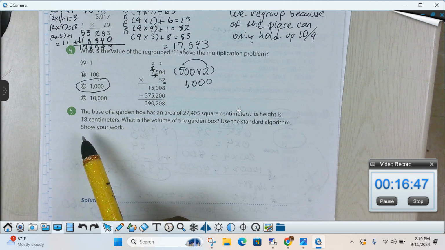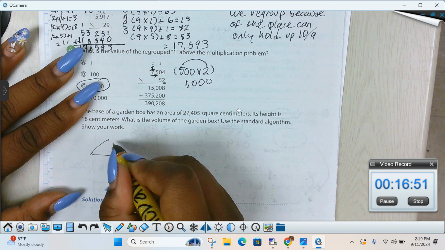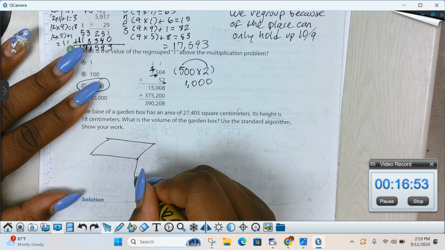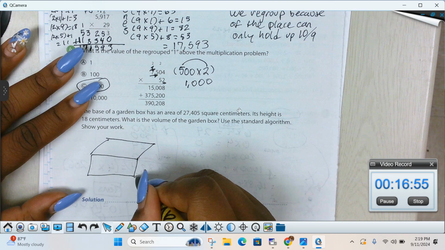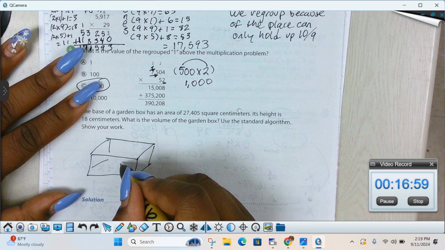All right. Let's now continue to the last problem. The base of a garden. Uh-oh. Looks like we're looking for volume. You don't have to draw the shape. I'm just doing it for visuals. Sometimes I need to see my problem.